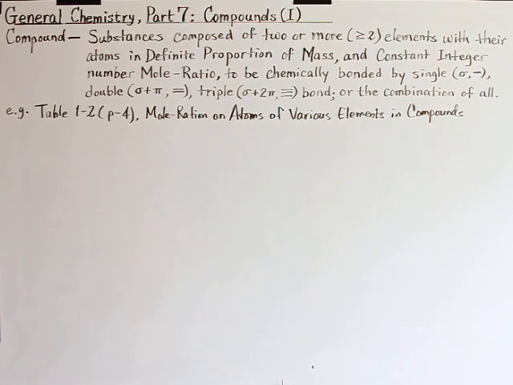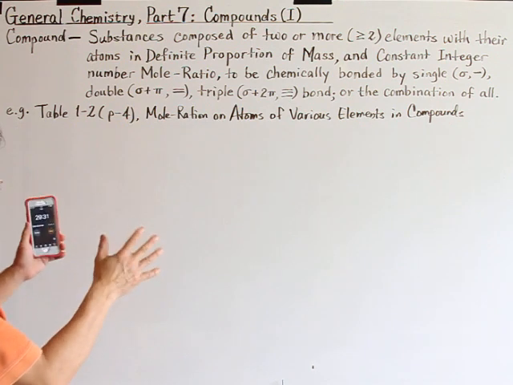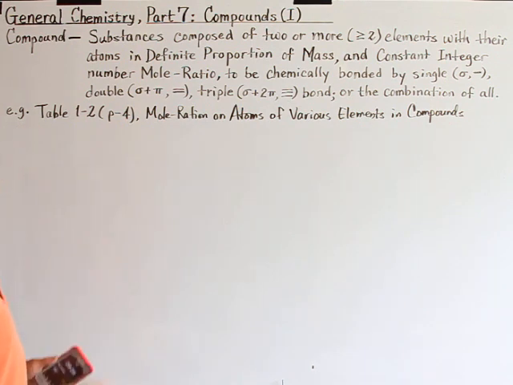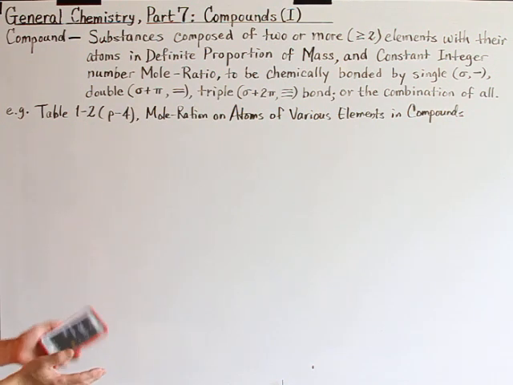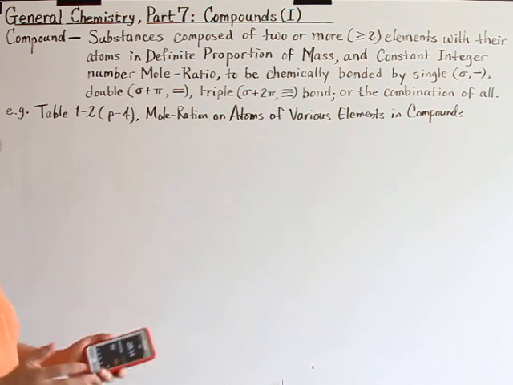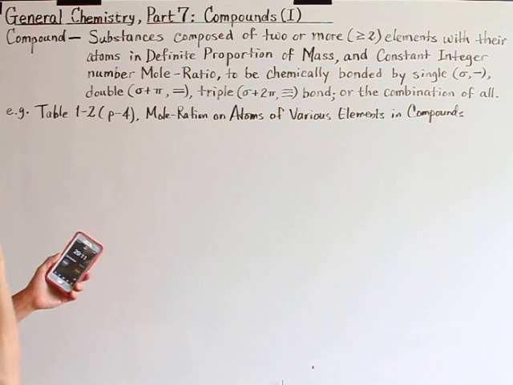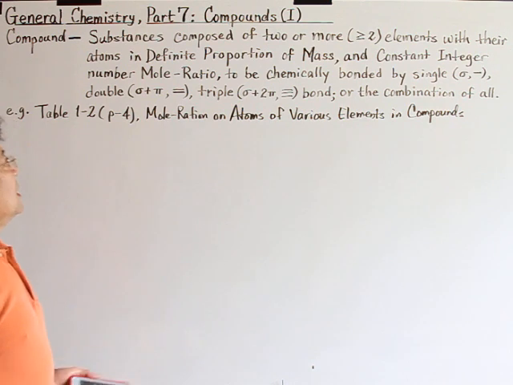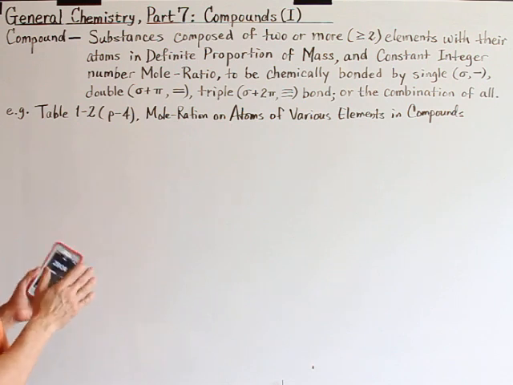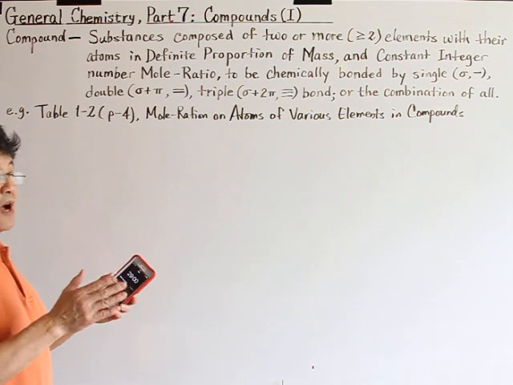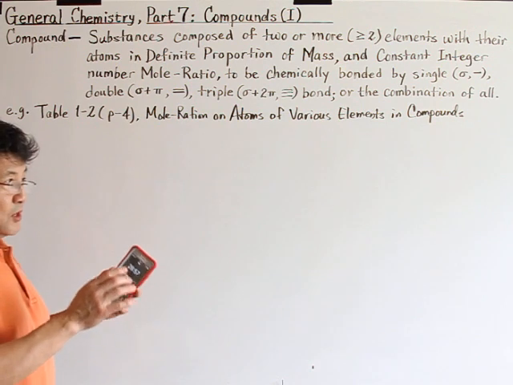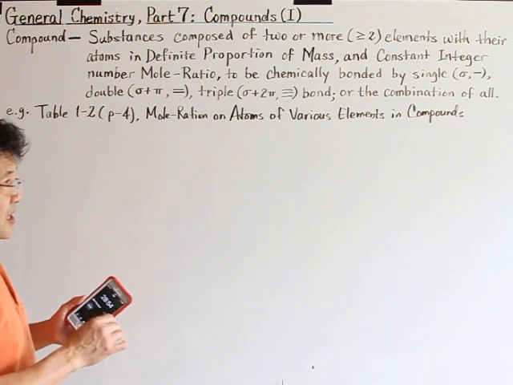Okay, let's continue. From part 6, we just reached the definition of the compound. So we start from there, where we left off. Now let's give a detailed definition of compound. It is defined as substances composed of atoms from 2 or more elements, and those atoms have a definite proportion of mass between each other, and also a constant integer number of mole ratio, which is the subscripts in a compound formula, at the lower right hand.